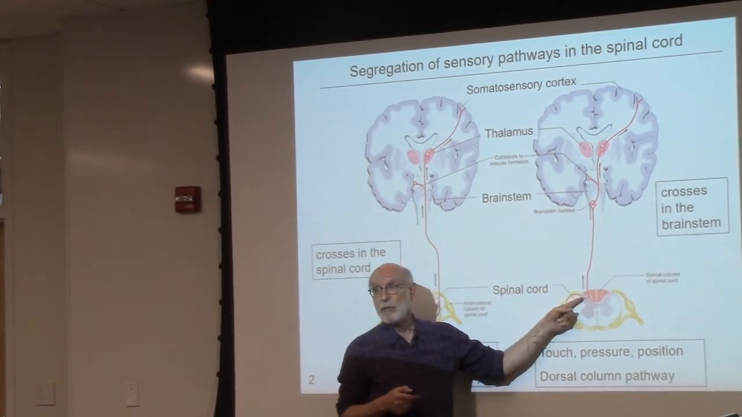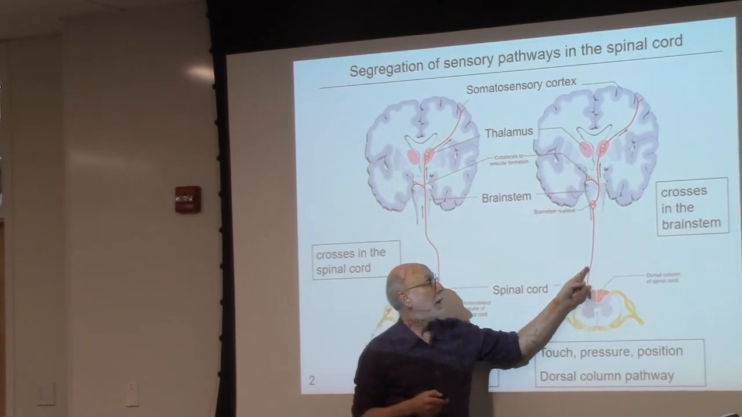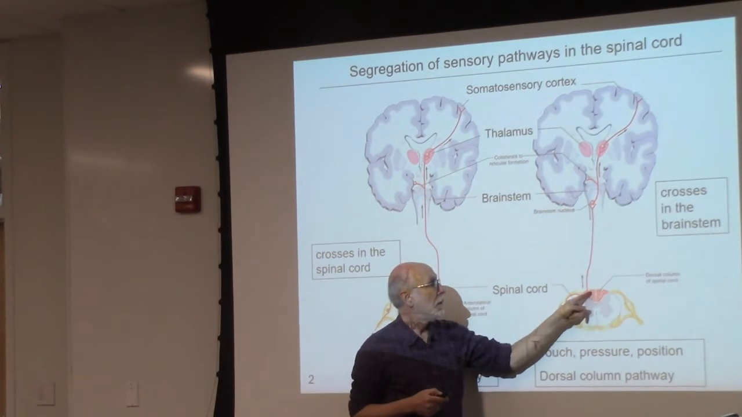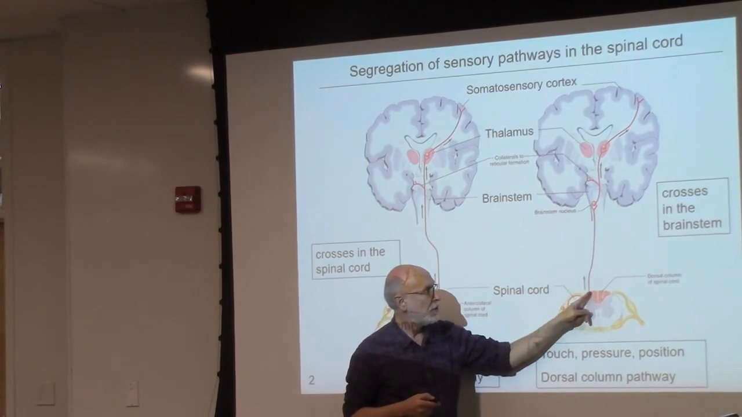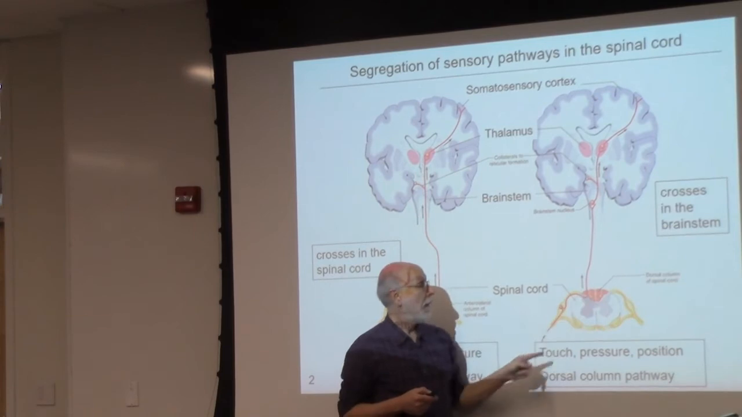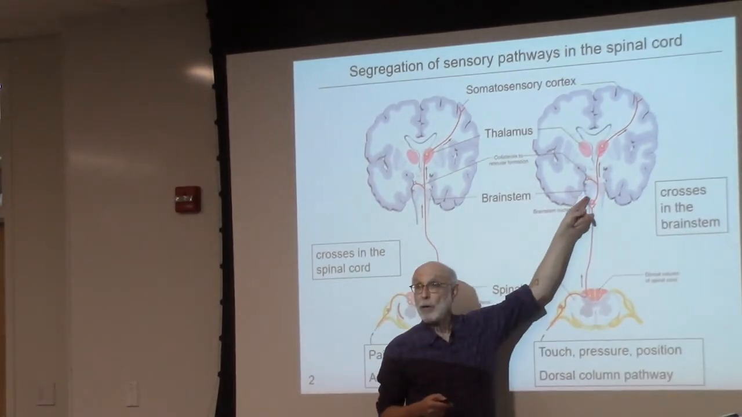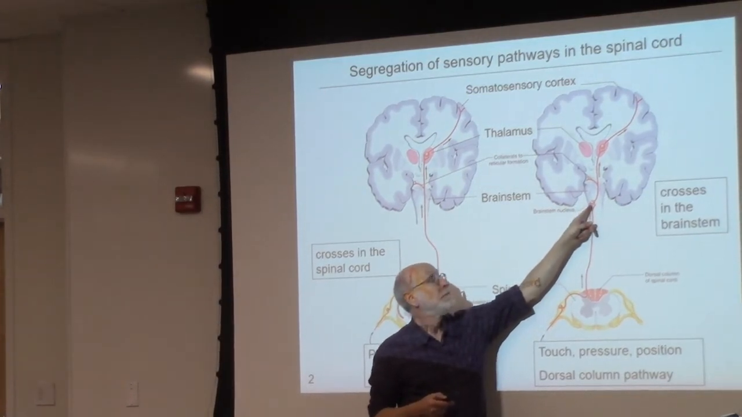No synapse in the dorsal horn. The axons go up the ipsilateral dorsal column. So this is the dorsal column of the spinal cord. This is the ipsilateral dorsal column here. And these axons, the primary afferents, go up the spinal cord and form their first synapse in the brainstem, in the medulla.